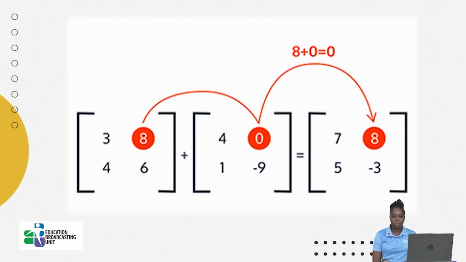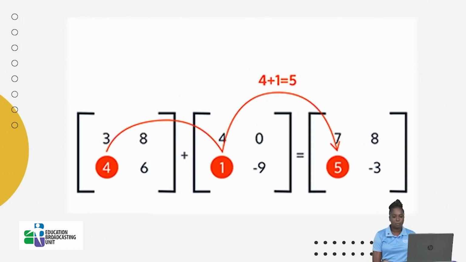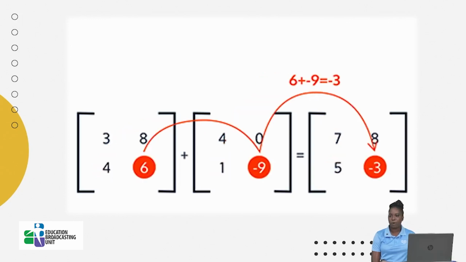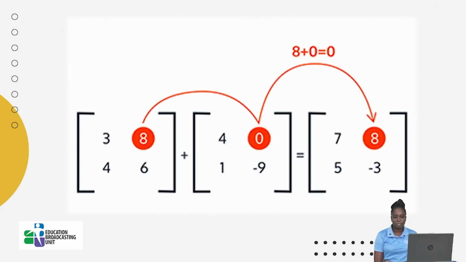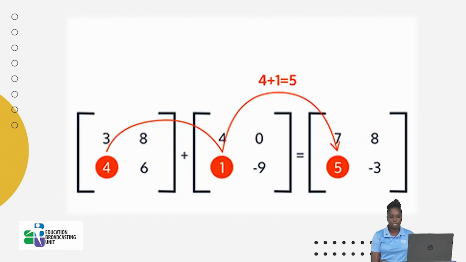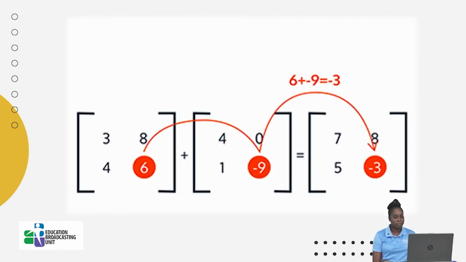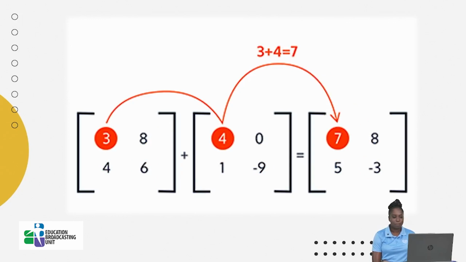The number of rows and columns for each matrix must be the same for addition and subtraction. We pair the terms in the corresponding position as seen on the screen. Now let's apply that process.